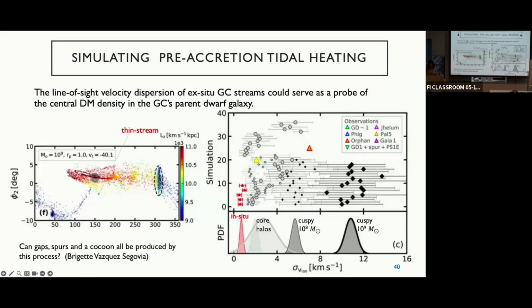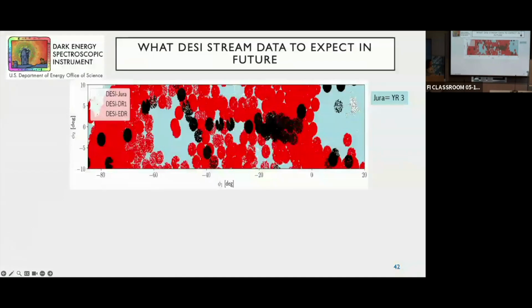So we don't know what's producing this, and I'm going to just say that we have a lot more data now, which is going to be released fairly soon. This is the year 3 data in blue. So this whole area has been observed by DESI.